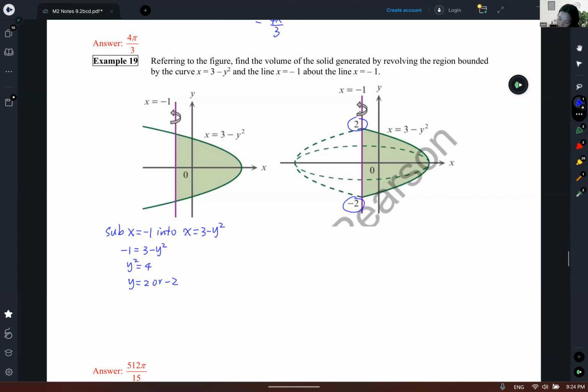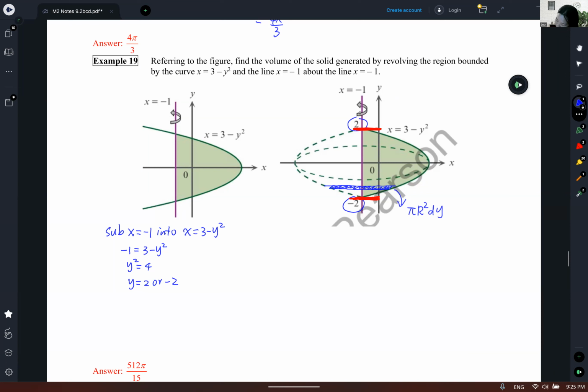The reason I need these two values is because I need to cut this into pieces. Now I'll cut this into pieces. This is one piece. I need the bottom and the top. Now these two are my boundaries. I need these two values, from -2 to 2. As to each piece, it's pi r squared dy. I'm cutting horizontally, so it's dy against the axis.